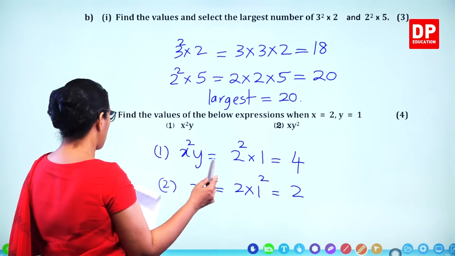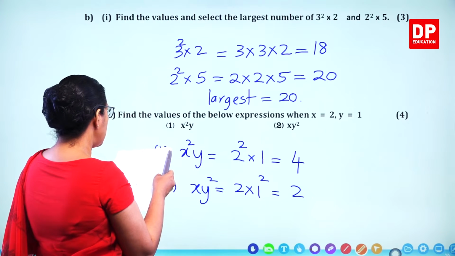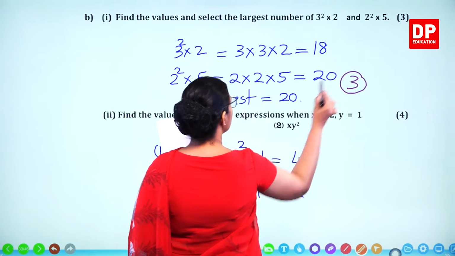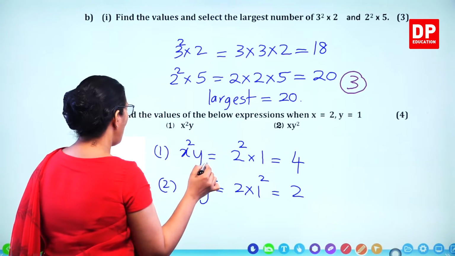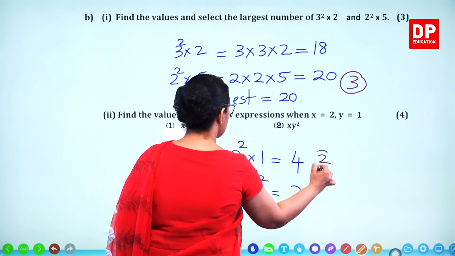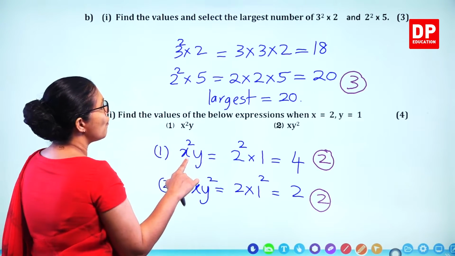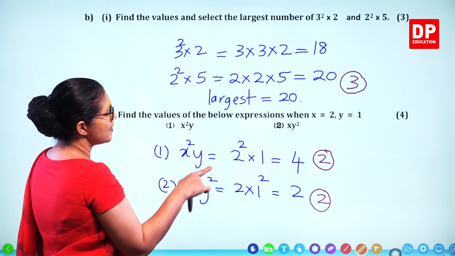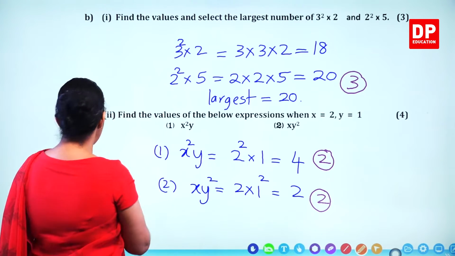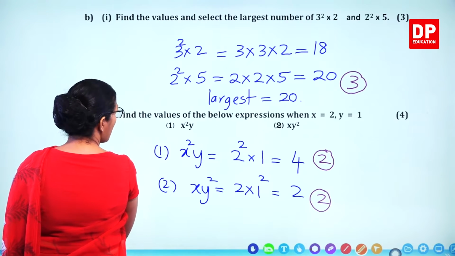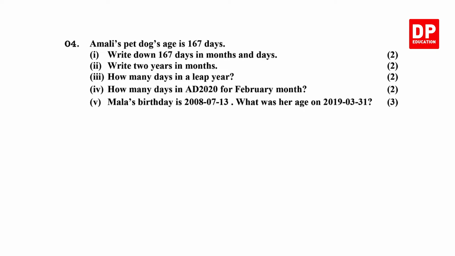So how many marks for this one? So 18 and 20 largest, 3 marks. And this one 4, 2 marks. And 2, 2 marks. So 3, 4, 5, 6, 7. And we gave 4, 11 marks. Question number 4.